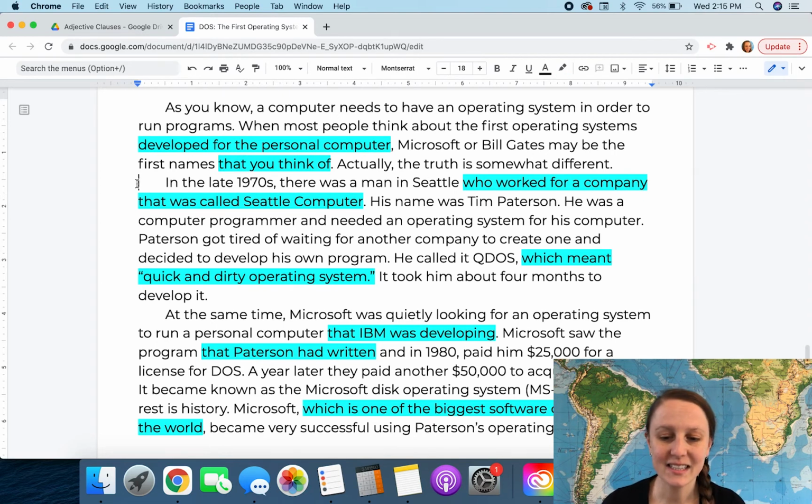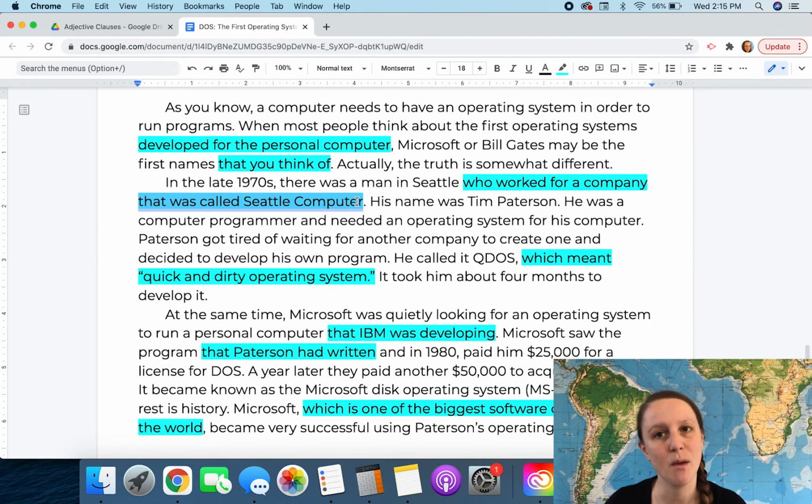In the late 1970s, there was a man in Seattle who worked for a company that was called Seattle Computer. Let's focus on that sentence first. We actually have two adjective clauses here. Who worked for a company. This is describing a man. And that was called Seattle Computer. Let's do this one first. That was called Seattle Computer.